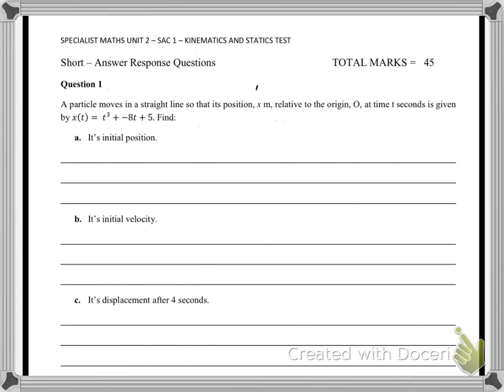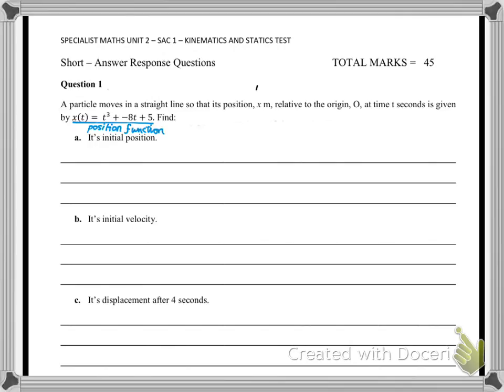Okay, so the first question is about a particle that moves in a straight line so that its position, x meters, relative to some origin O at a time t seconds is given by this position function. Okay, so from that, let's find the initial position. So the initial position is when time is at a starting point, when t is equal to 0.